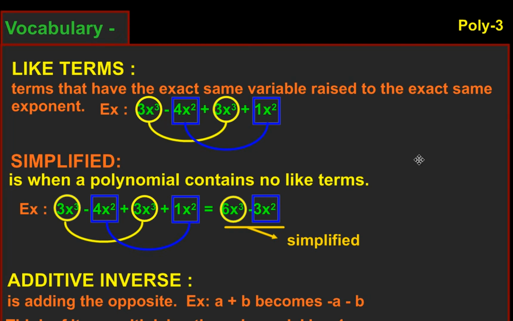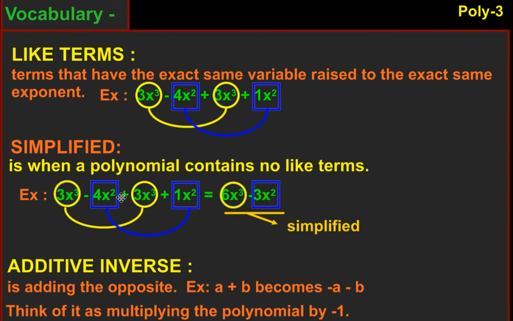Simplified is when a polynomial contains no like terms. So in this case, we have two sets of like terms. We have the x to the thirds and we have the x to the second powers. If we combine them, positive 3x to the third power plus positive 3x to the third power becomes 6x to the third power, and the negative 4x to the second power and the positive 1x to the second power become a negative 3x to the second power. This is simplified because I have only one x to the third power and only one x to the second power.